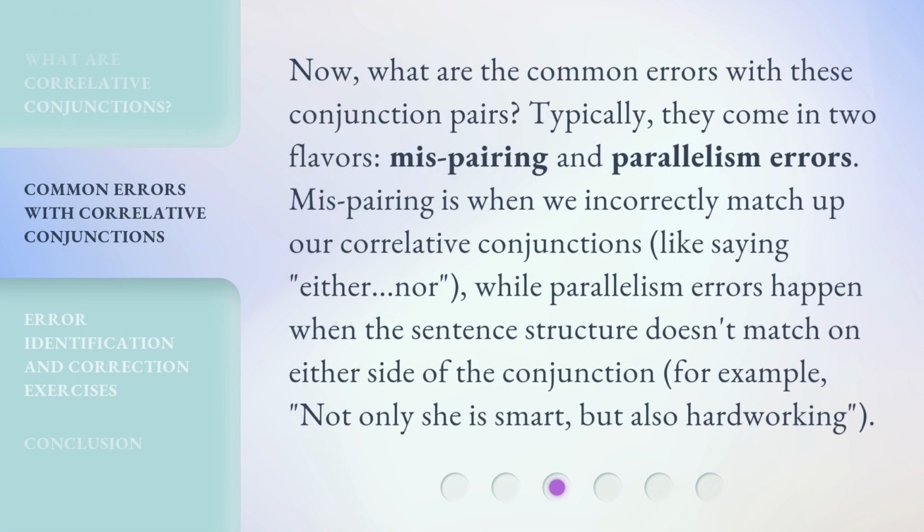Now, what are the common errors with these conjunction pairs? Typically, they come in two flavors: mispairing and parallelism errors. Mispairing is when we incorrectly match up our correlative conjunctions, like saying either...nor, while parallelism errors happen when the sentence structure doesn't match on either side of the conjunction. For example, not only she is smart, but also hardworking.